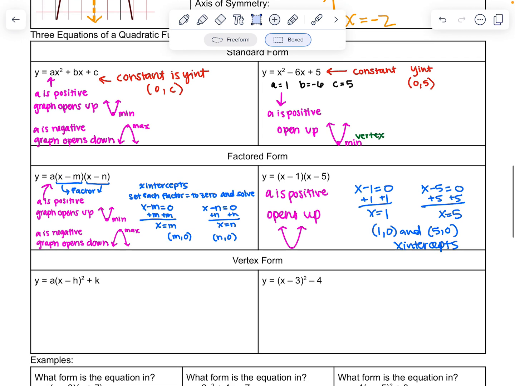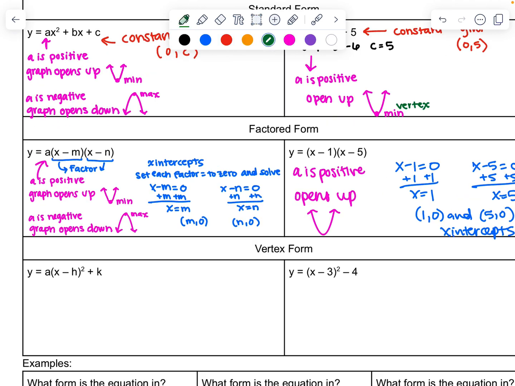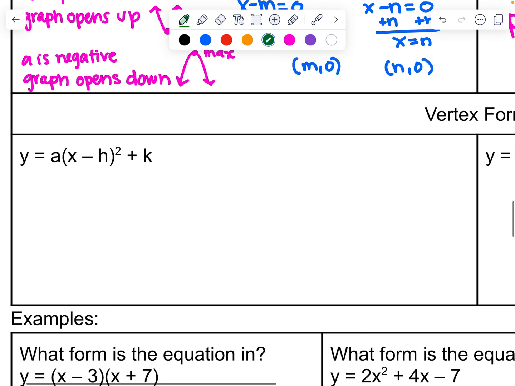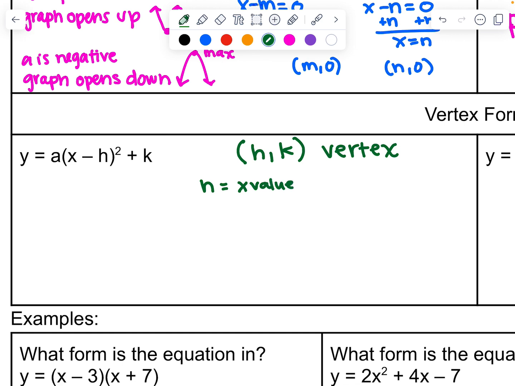All right, that takes us to our last form, vertex form. For what vertex form tells us, I'm sure you can assume it tells us our vertex. But what about it tells us our vertex? Well, we see some new letters here. We have H and K. And when we have H and K together, (H, K) represents your vertex. H is going to be the x value of your vertex. K is going to represent the y value of the vertex. Together, they make the vertex.